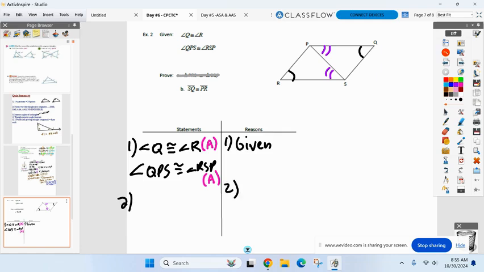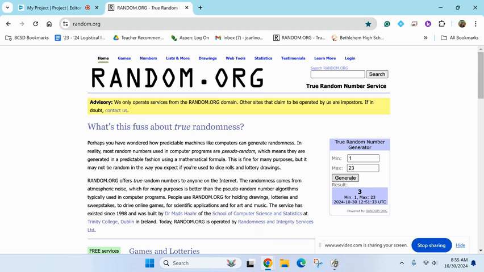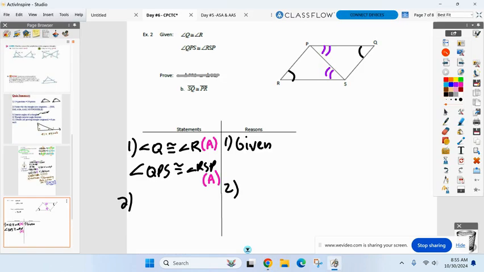Okay, what else do I need now? Can't be another pair of angles, right? We know that. Cannot be another pair of angles. It's got to be a pair of sides somewhere. Where's it going to be, Jesse? There you go. Good job. It's a common side. It's a reflexive side. I'm not going to tell you that. SP congruent to SP. Reflexive. There's a side.